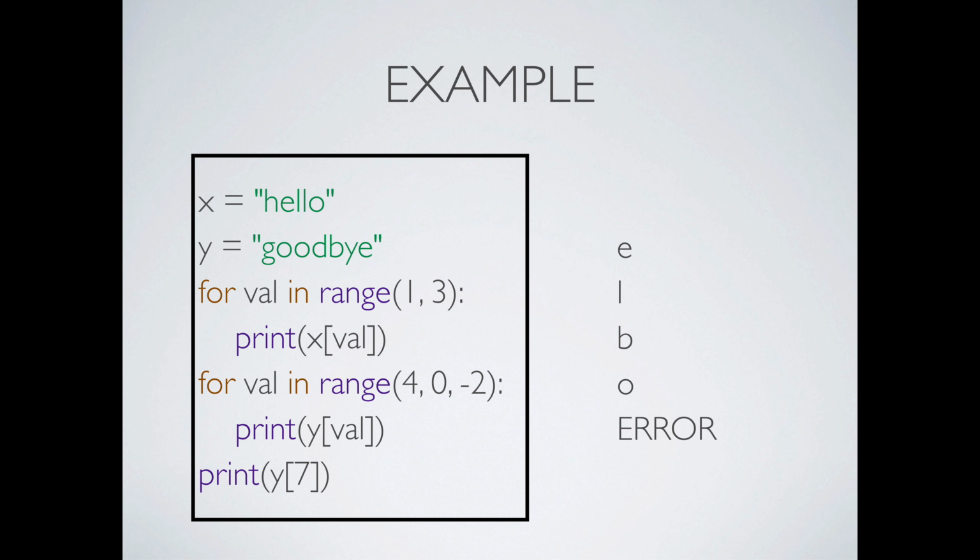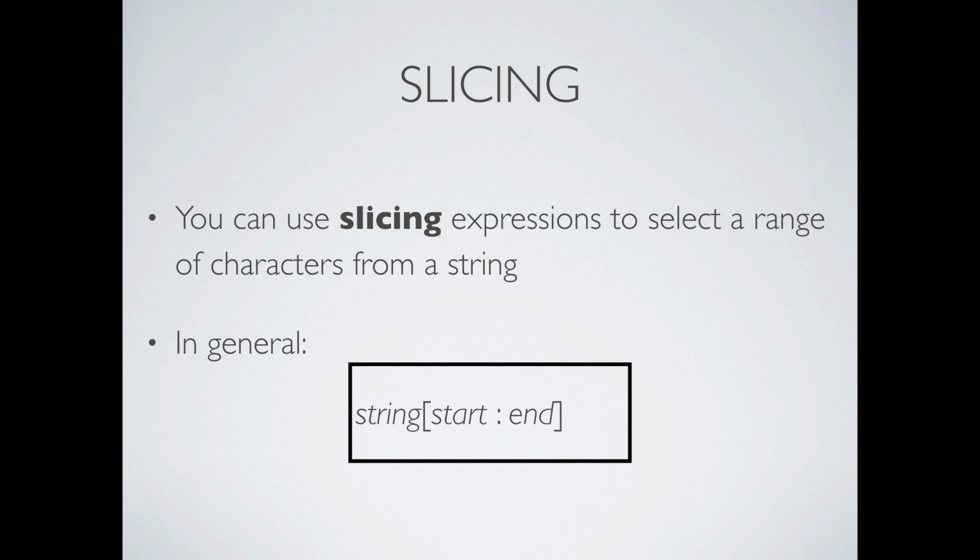Alright, so another pretty cool thing you can do with strings is something called slicing. Using the index means you're just pulling out one character. Slicing is a way to use the indices to pull out potentially multiple characters. So you can use slicing expressions to select a range of characters from a string. The syntax is going to be really similar to the syntax that we just saw for pulling out an individual character using the index.